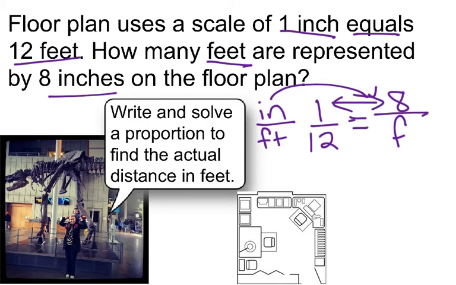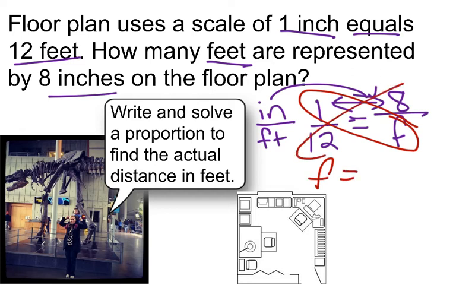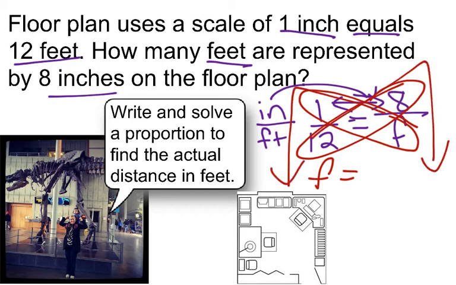So now I can use cross products. I have 1 times F, or 1F, which is F, equals 12 times 8. And again, I go up and down with my cross products, just like the lazy way. 12 times 8 is 96. So, in the actual floor plan, I have 96 feet.